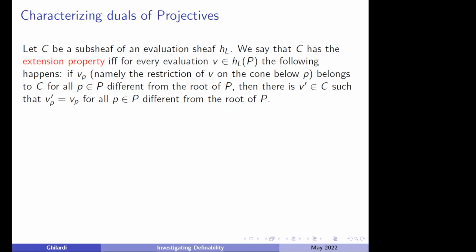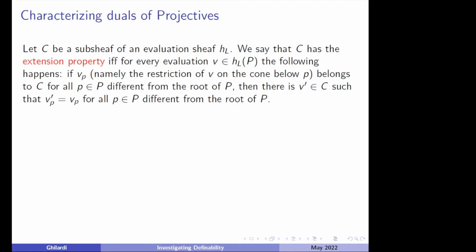Suppose we take a subsheaf of an evaluation sheaf, and we say that it has the extension property if the following happens. Whenever you take an evaluation which may not be in the subsheaf, if it happens that whenever you restrict the evaluation on every cone below the root, this restricted evaluation belongs to the subsheaf, then there is another evaluation, which is almost the same as the original one, differing only at the root, and this belongs to the subsheaf.